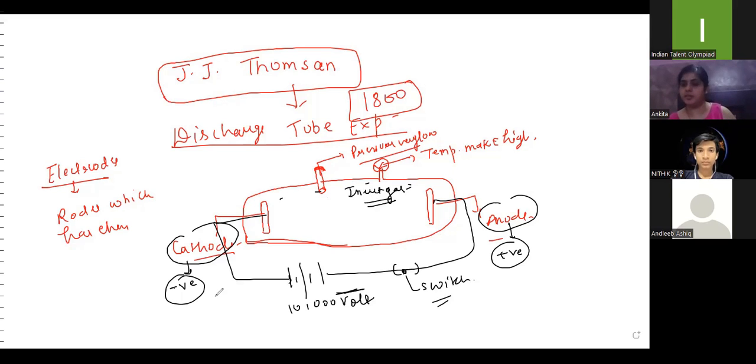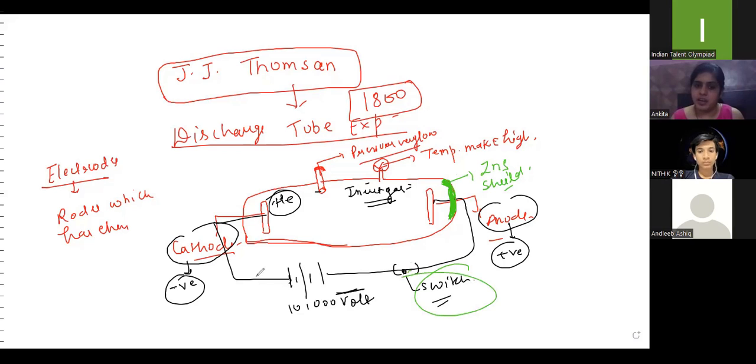Do you know what an inert gas is? Helium, argon, krypton, neon. They put helium gas there as the traveling medium. Is this diagram clear to you now? And one more thing they did in that diagram: they put a zinc sulfide shield behind the anode. Zinc sulfide shield, the polishing. Okay, then they switched on the switch.